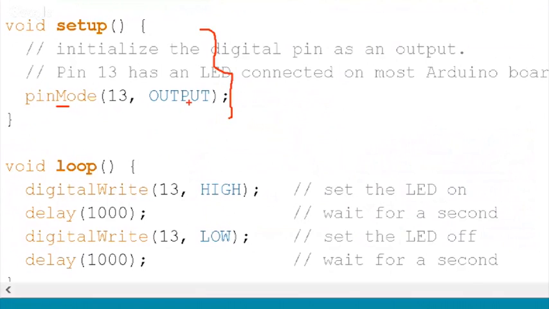I have 0 to 14 pins there, as I showed you. In that, 3, 5, 7, all these are PWM. So you can choose any pin you want. I am choosing my 13 pin as the output pin.